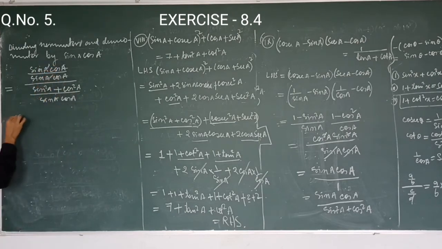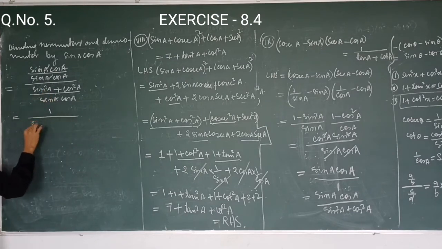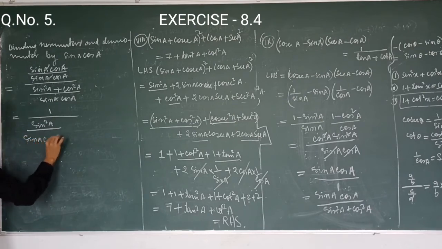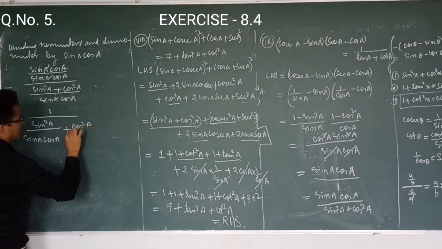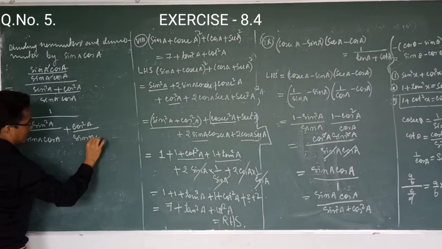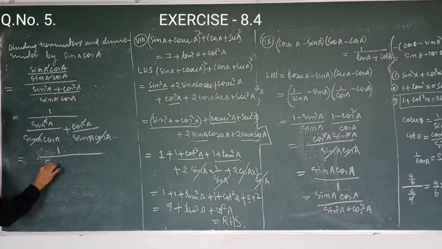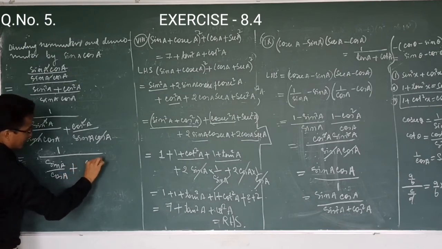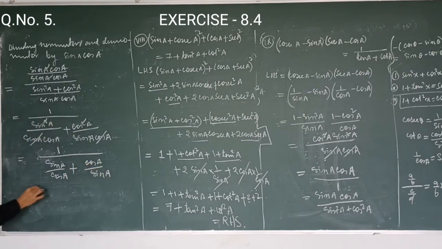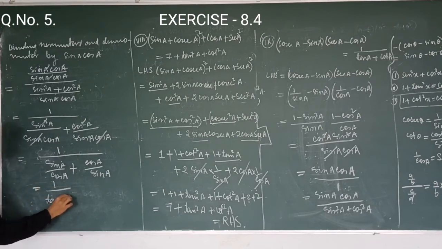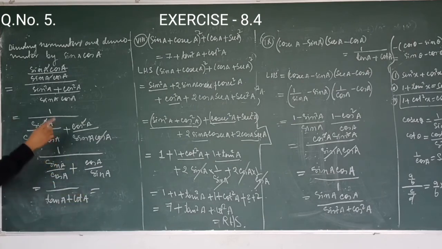Let's see, these two cancel, then we will get 1. Okay, if we distribute, we will get sin square A by sin A cos A, plus cos square A divided by sin A cos A. Now one term cancels, one cancels here, then we will get 1 divided by sin A by cos A plus cos A by sin A, which is equal to 1 by tan A plus cot A.